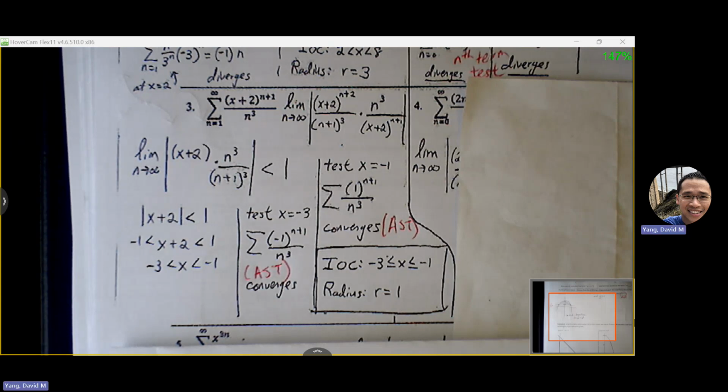Once you get to x minus c is less than r, it's nice to see, okay, there's my radius, there's my center, and then I can get my interval built and then test my endpoints.